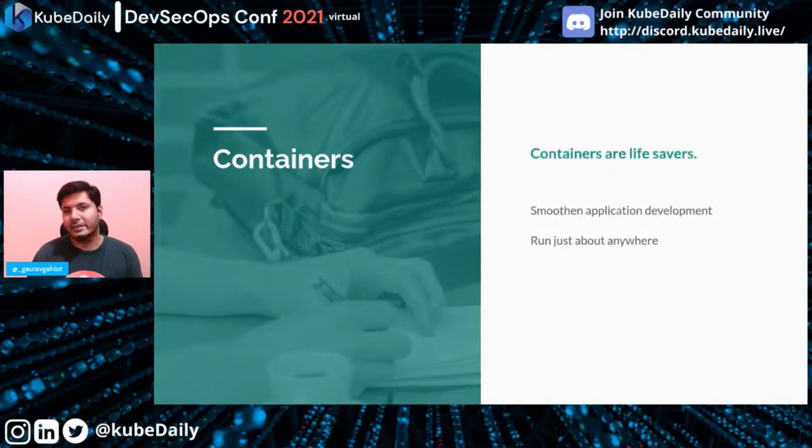We all know that containers are lifesavers. They have streamlined everything from the build process to deployments, and they have saved us a lot of chaos. But at the same time, because they can run anywhere and everywhere, from IoT devices to desktops, servers, and edge computing, it's really difficult to find places where you cannot run containers. That increases the surface area where attackers can attack your systems.